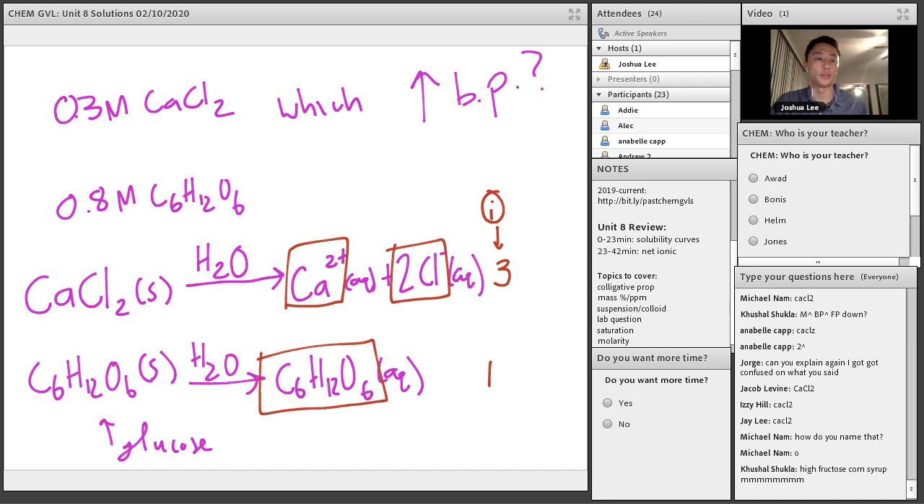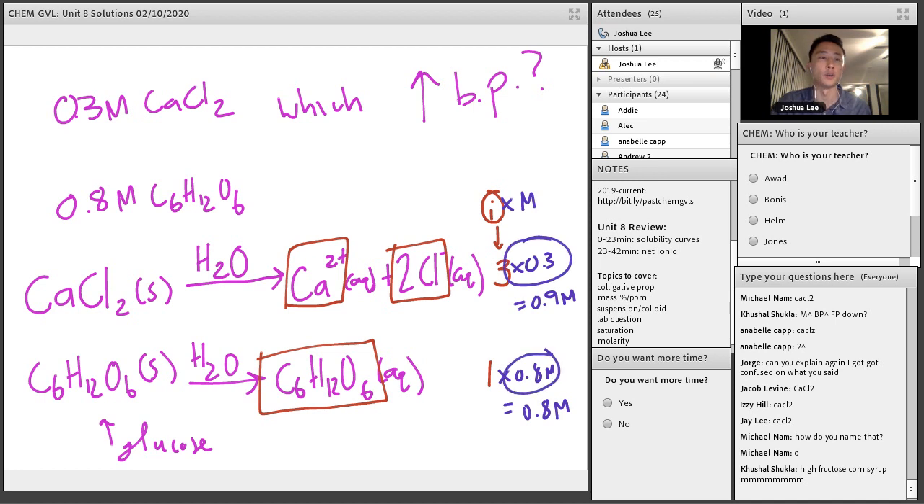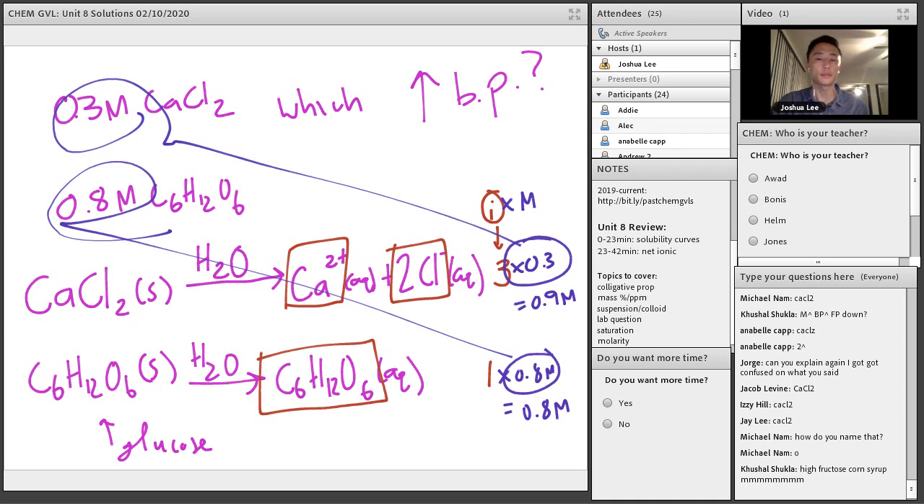Then the last step would be, hey, this is going to change our realized molarity. So let's just multiply that by the molarity that we know. So this is going to be 3 times 0.3, which is going to equal 0.9. And this one's 1 times 0.8 molar, which will be 0.8 molar. We're getting these molarities back from our initial problem. So after you take into account how many particles are in the water, then you can look at, hey, this is the new molarity, this is the new molarity.